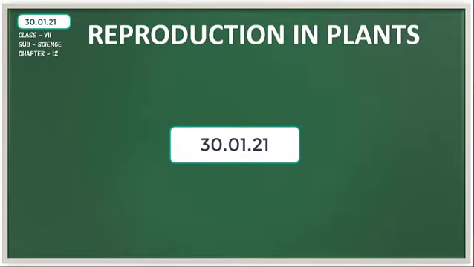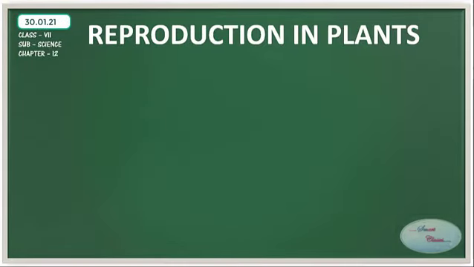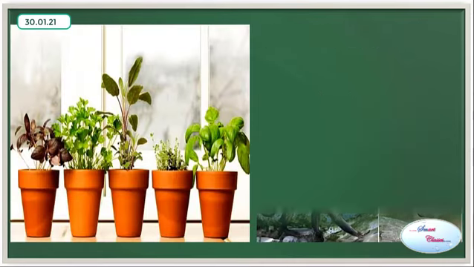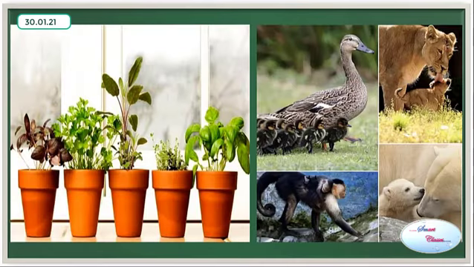So what does the word reproduction mean? Production of new individuals from their parents is known as reproduction. Reproduction occurs in all living beings, which give rise to their offsprings, like plants, birds, animals, etc. So we can say that reproduction is the most fundamental process carried out by living organisms. However, there are differences in the way living organisms exhibit the process.